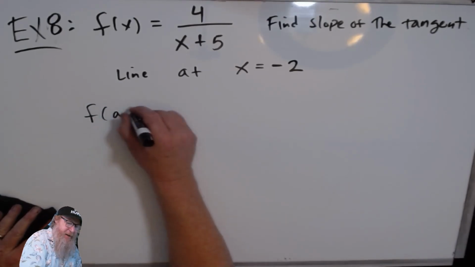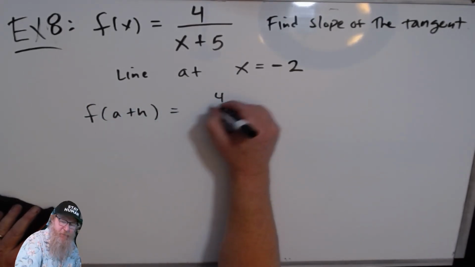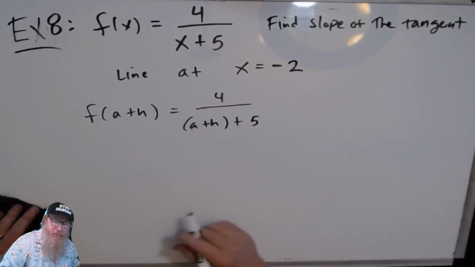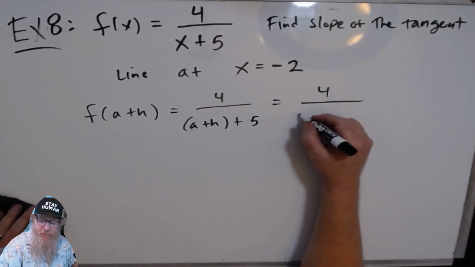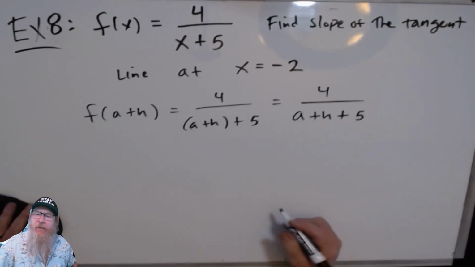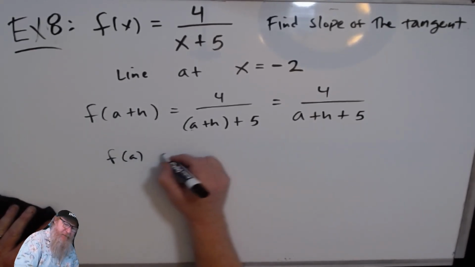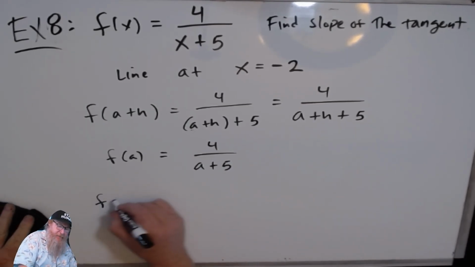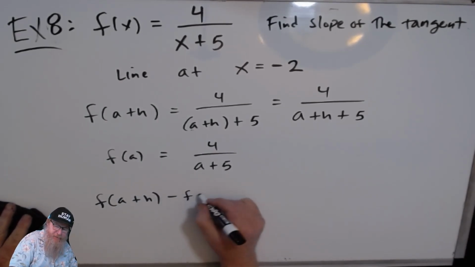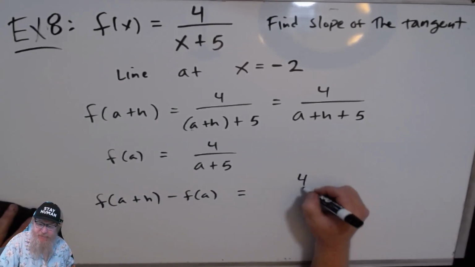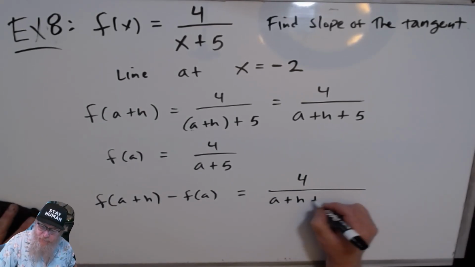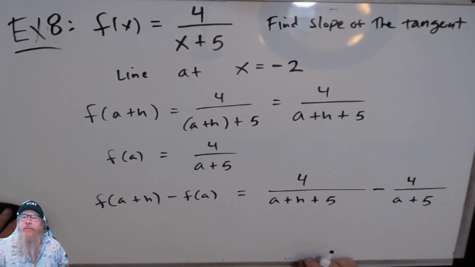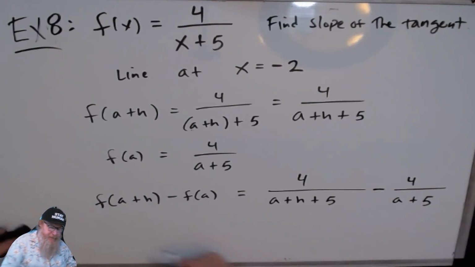So step 1, f of a plus h. So 4 over a plus h plus 5. Doesn't get too exciting. These ones don't really clean up very nicely. So then f of a, 4 over a plus 5. Then subtract these. F of a plus h minus f of a. So 4 over a plus h plus 5 minus 4 over a plus 5. And then finally divide by h.